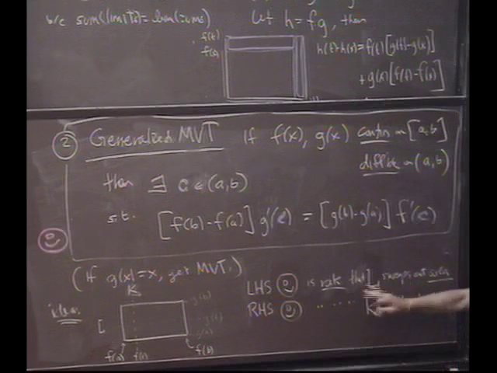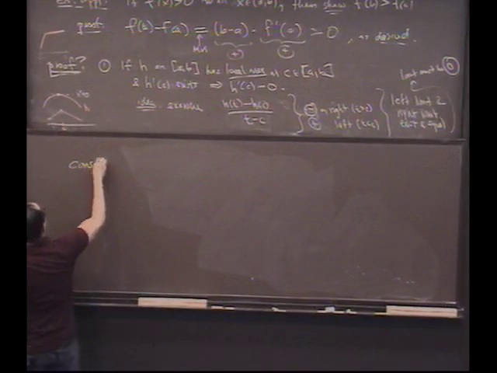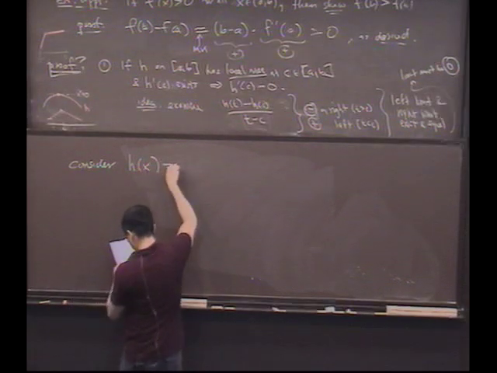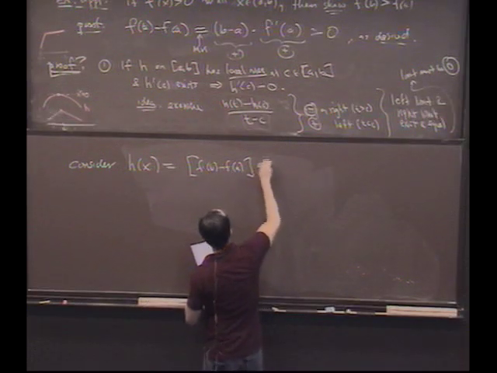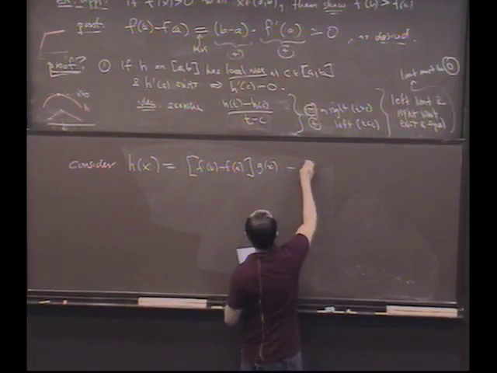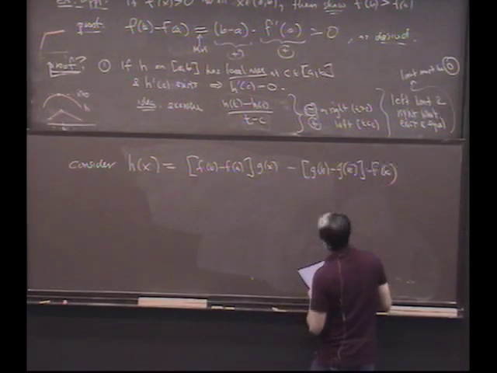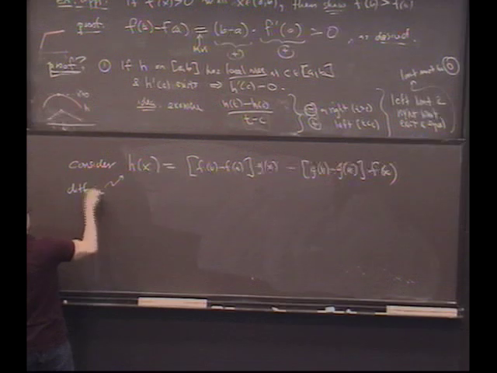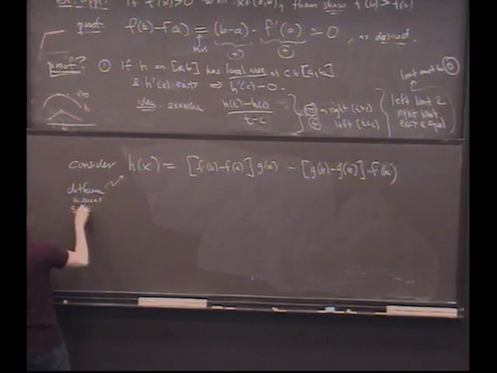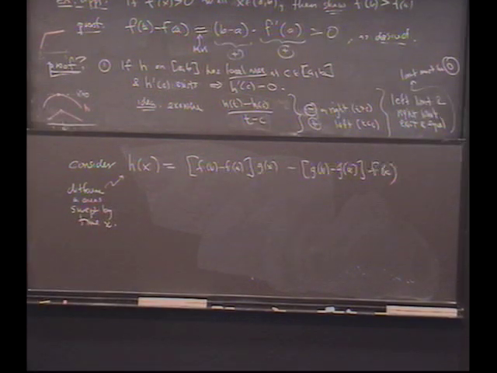Okay, so if you see that, then you see exactly what function to apply the theorem to. Here's the function you consider. Consider h of x, which will be f of b minus f of a times g of x, minus g of b minus g of a times f of x. And this is, if you like, the difference in the areas swept by time x. That's the function to look at, isn't it?